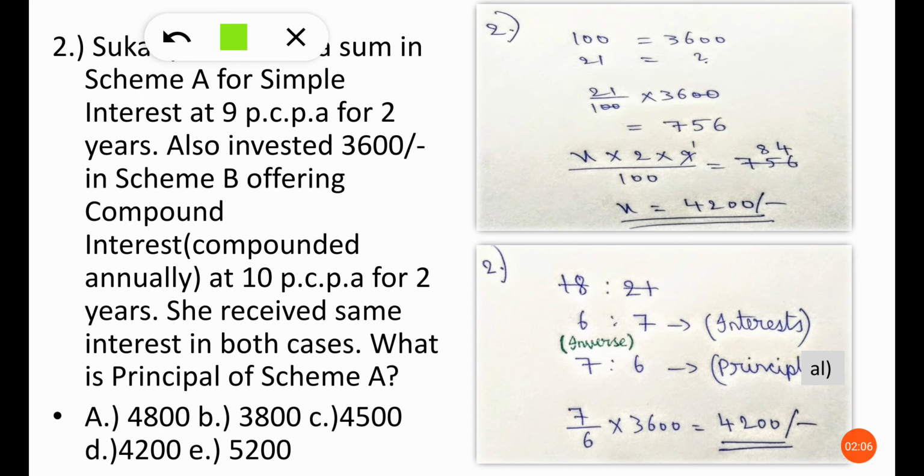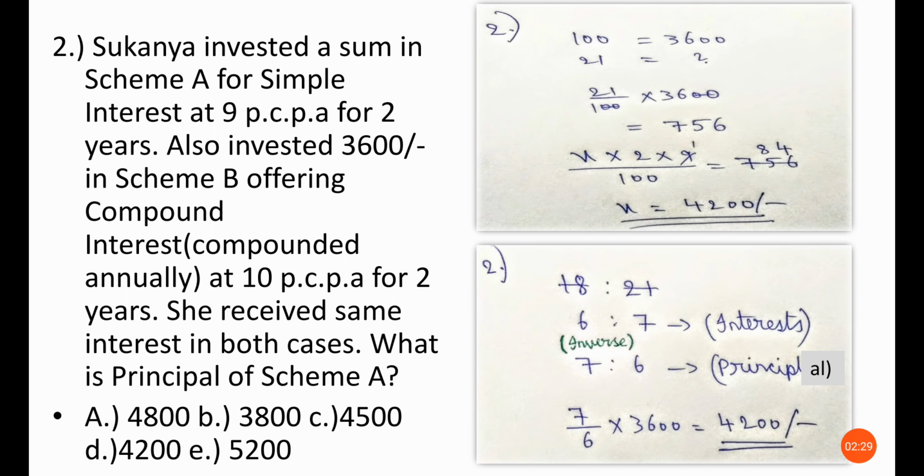They have stated that in both the cases the interest is same. So that's why principal into time into rate, PTR by 100 equal to 756. Principal is X, we don't know. Time is 2 years, 9% is rate of interest. After the calculation we get X equal to 4,200. This is the principal of simple interest. Option D is the right answer.